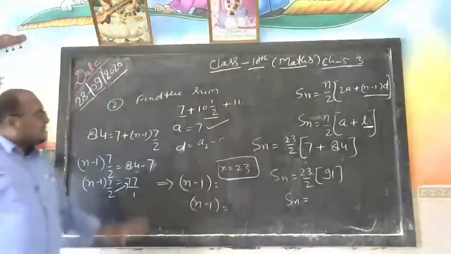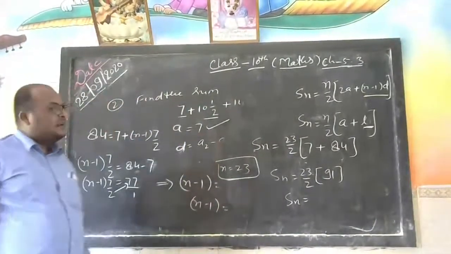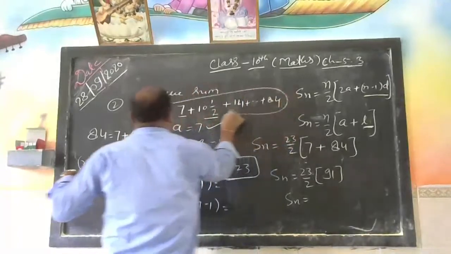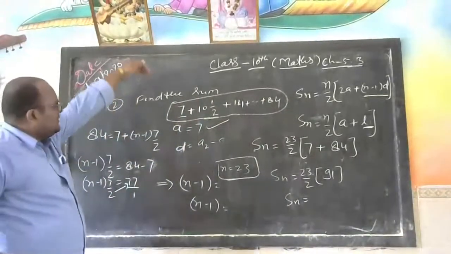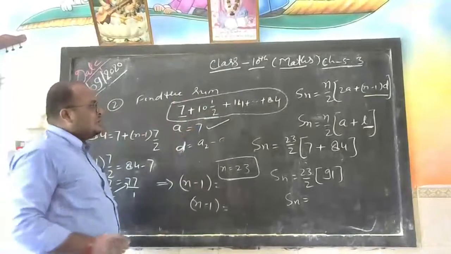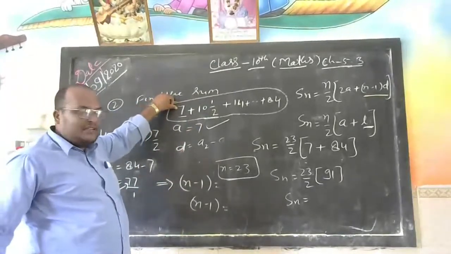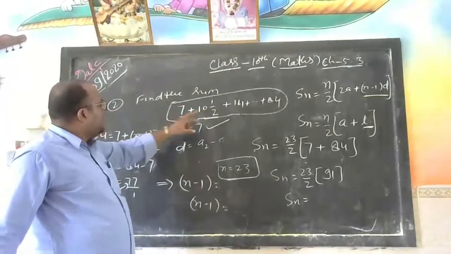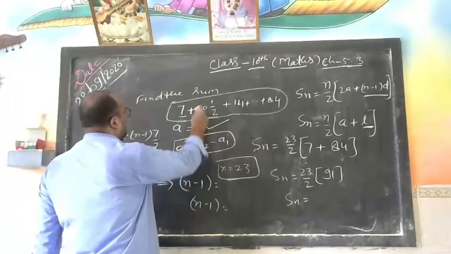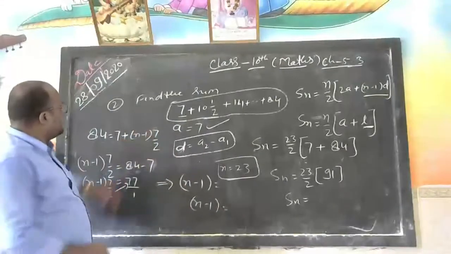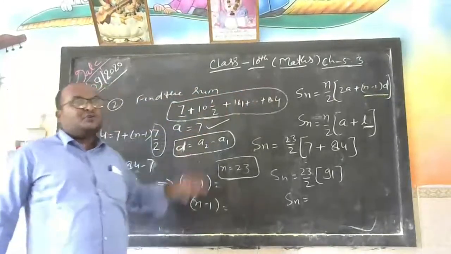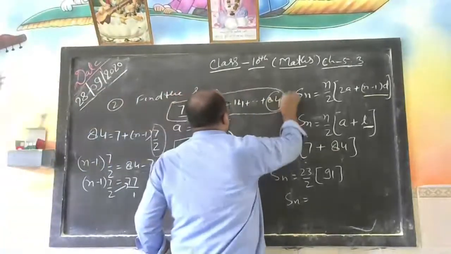Now I am telling the summary of this question. It was your arithmetic progression, and you want to find the sum of the given arithmetic progression. In this, a is given, and d you have found as 7 by 2 by subtracting a1 from a2. This was the d. But you don't know how many terms are present in this arithmetic progression. You only have the last term, that is 84.